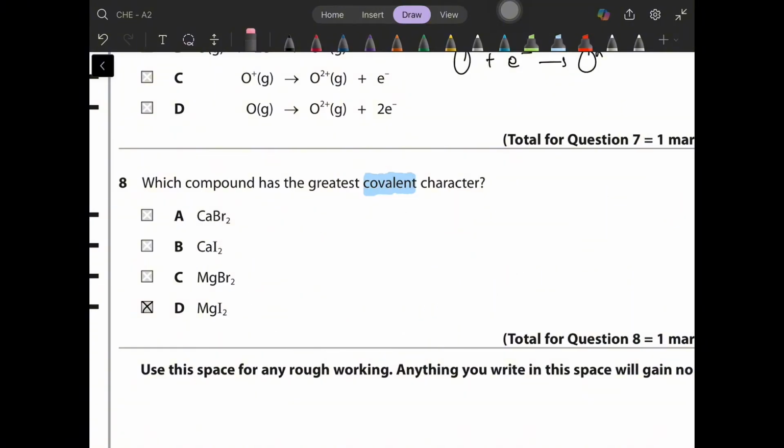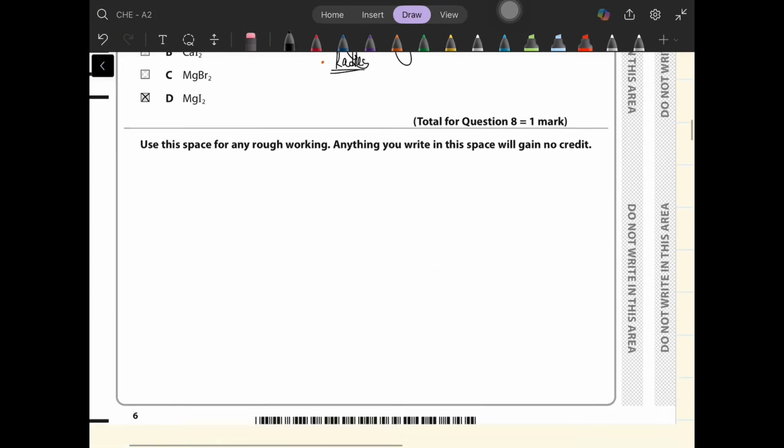So let me just write this down because this is going to be handy. Force is going to depend on charge density, and the second factor is going to be the radius. You can note this down because this is an important concept that is going to be tested again and again, right? So let's just move on to the next question.